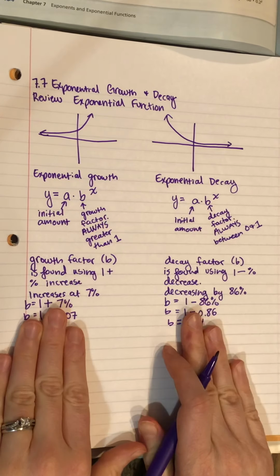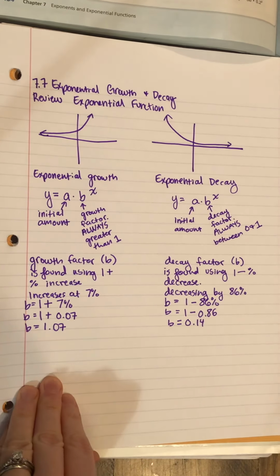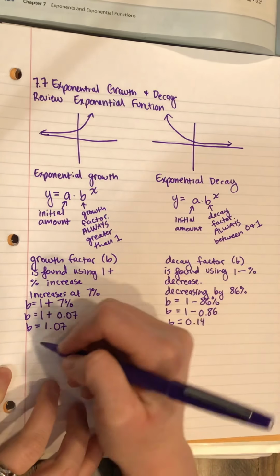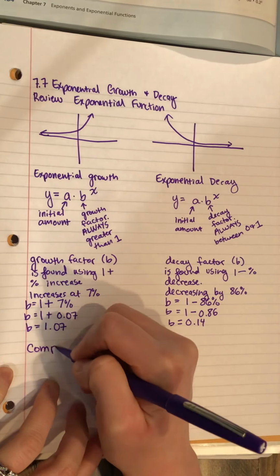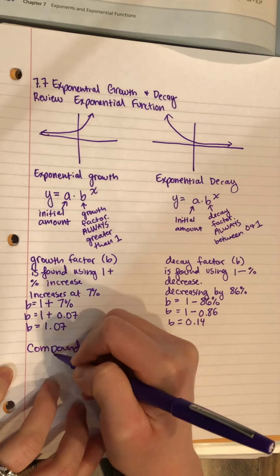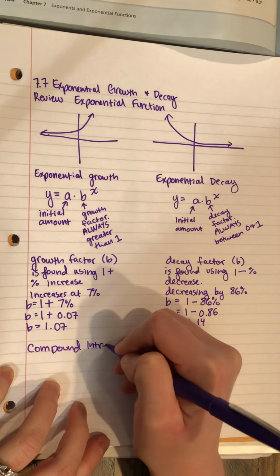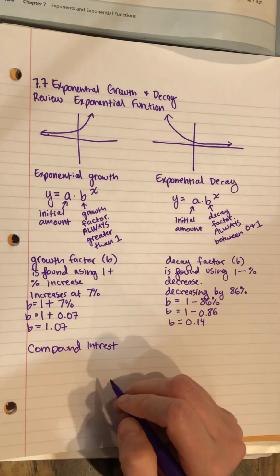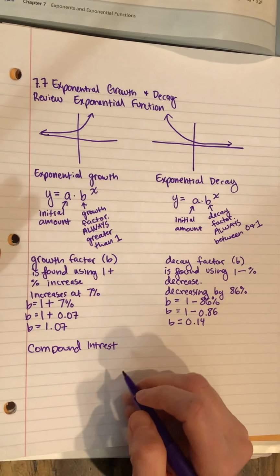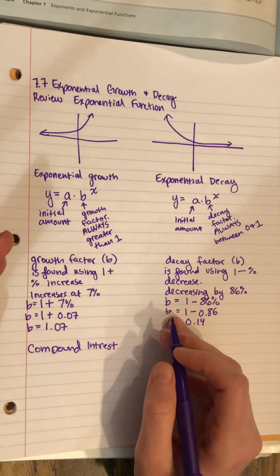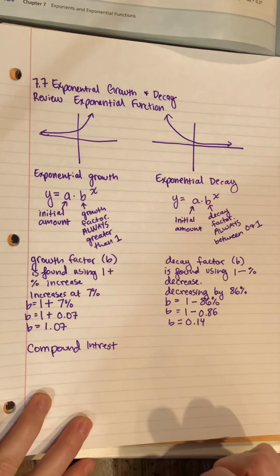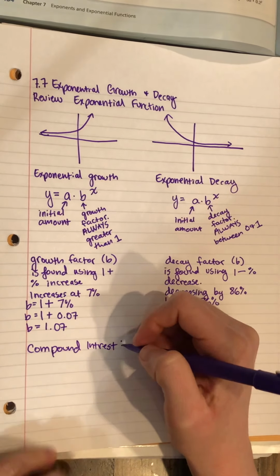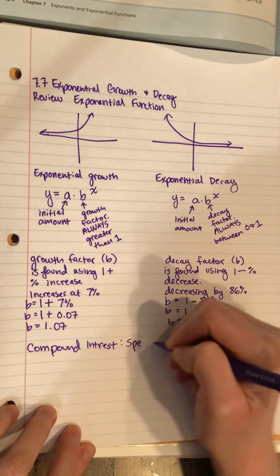So these are the two main concepts, and then a specific type of exponential growth is compound interest. So this is the kind of interest that you are going to see in the real world. And interest is basically the bank giving you money for putting your money in the bank. It's a pretty sweet idea. So compound interest is a specific type of exponential growth.